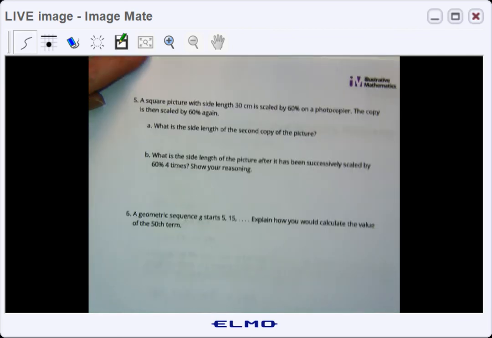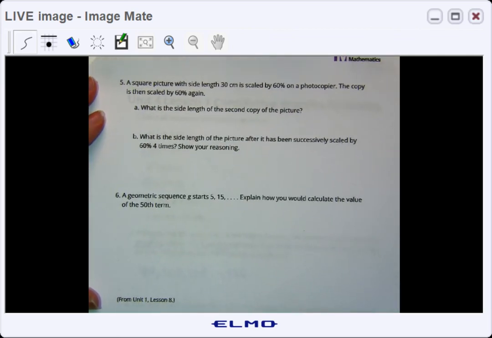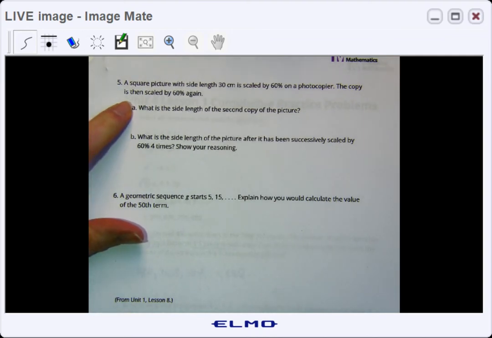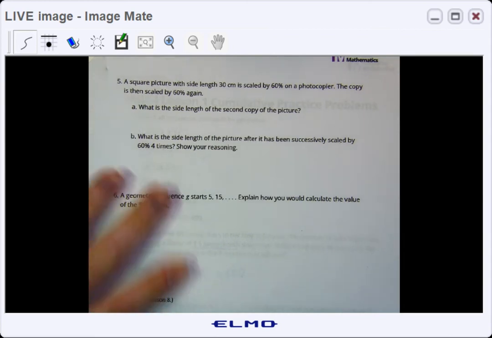Number 5, a square picture with side length 30 centimeters is scaled by 60% on a photocopier. The copy is then scaled by 60% again. What is the side length of the second copy of the picture?